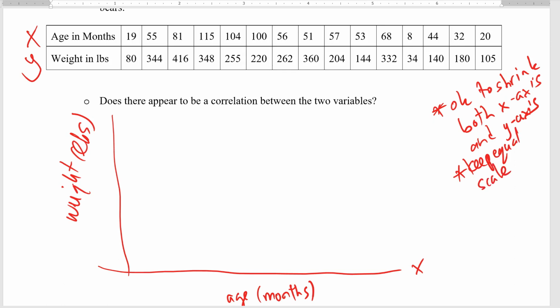So if I go on the X and I'm dealing with age, my lowest age is 8, the highest one is in the hundreds. I don't want to go 0 to 10, 10 to 50, right? I want to keep equal spaces. I want to be able to get to 100. So we might go 10, 20, 30, 40, 50, 60, 70, 80, 90, of course, 100 and 110 should be enough.